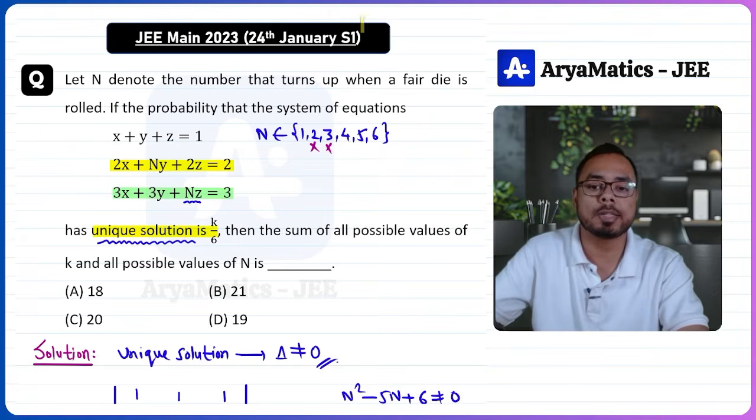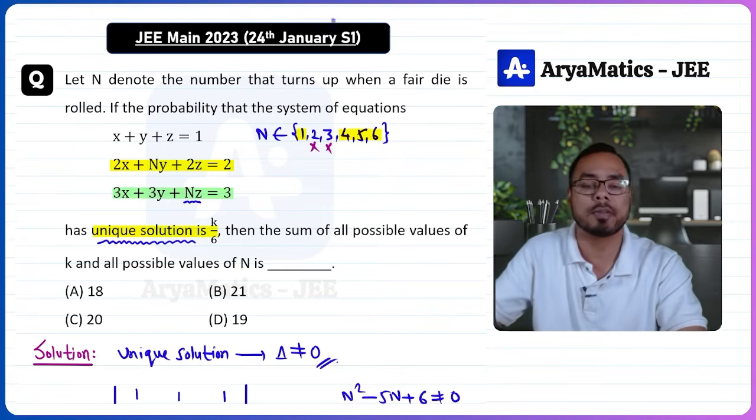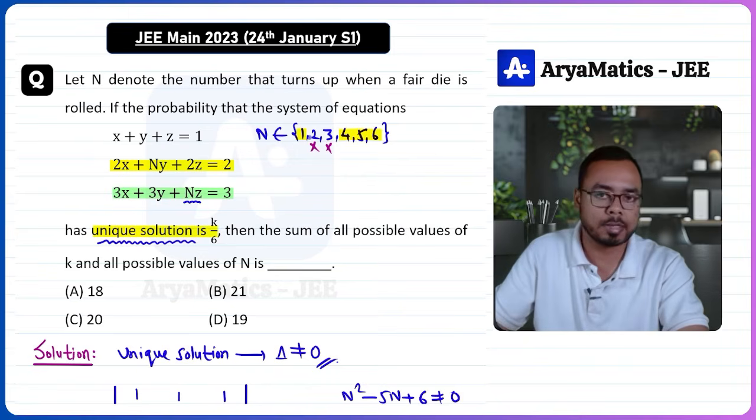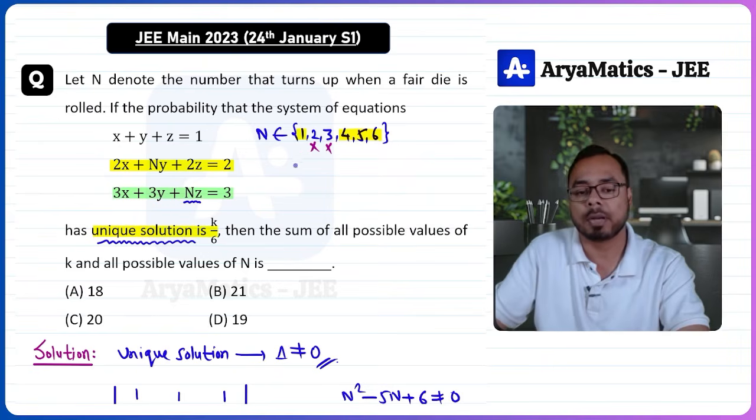So the favorable cases will be where the value of n is either 1, 4, 5 or 6. These are the four favorable cases. If n is either 2 or 3, then the system of linear equations will not have a unique solution, right? So clearly we have four favorable cases. The favorable cases will be n is 1 or 4 or 5 or 6. So there are four favorable cases and the total number of cases is 6.